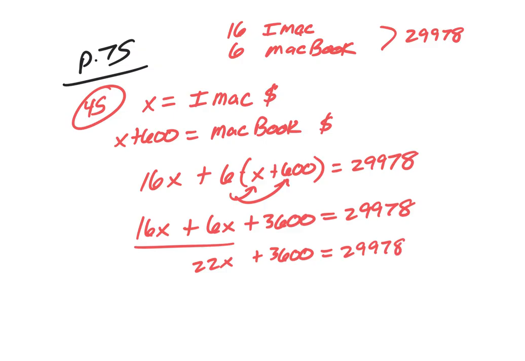And now we're basically to a two-step equation again. Okay, so my next step would be, let's subtract 3,600. 29,978 minus 3,600, and then divide by 22. Okay, let's see what we get.